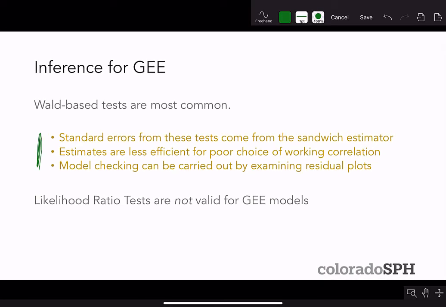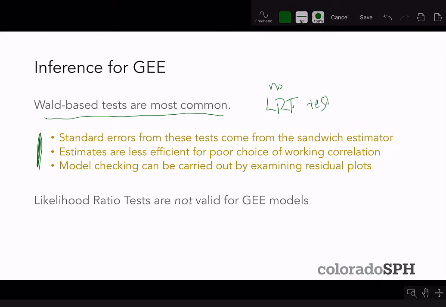So what type of inference is typically used for GEEs? Wald-based tests are the most common, and that's because likelihood ratio tests will not work because of the quasi-likelihood rather than the true likelihood function. And for the Wald-based tests, the standard errors for these tests come from the sandwich estimator rather than the working covariance structure.